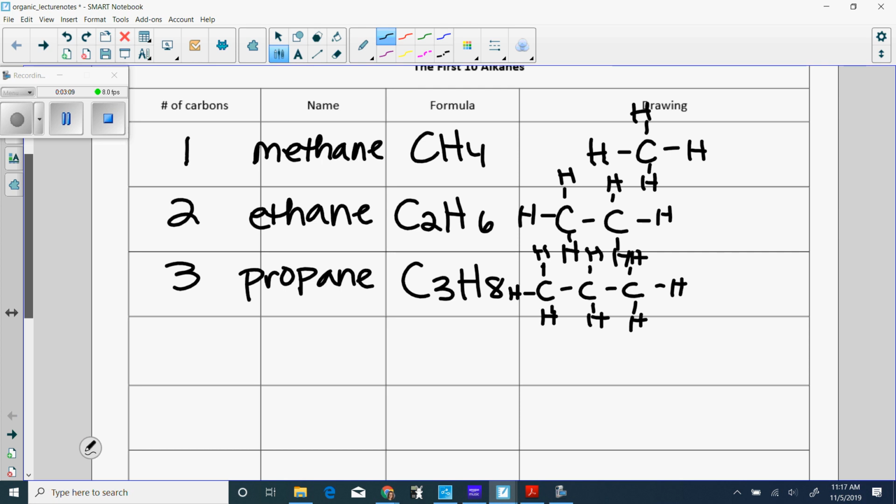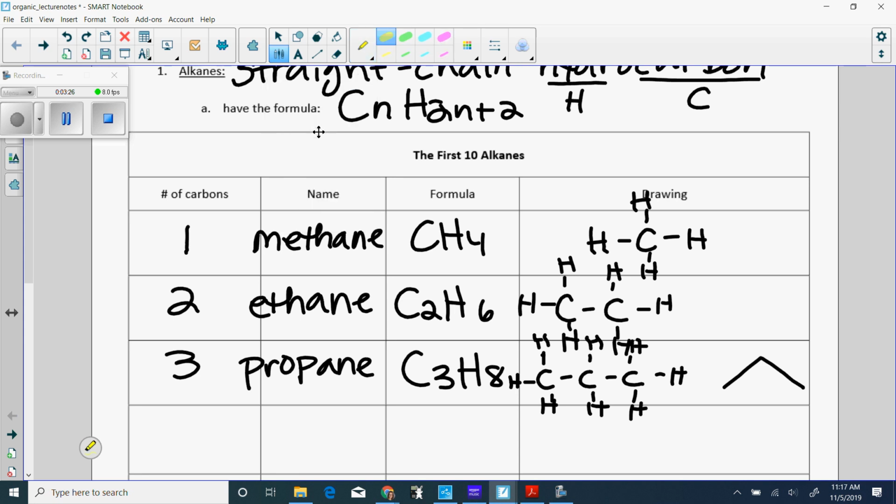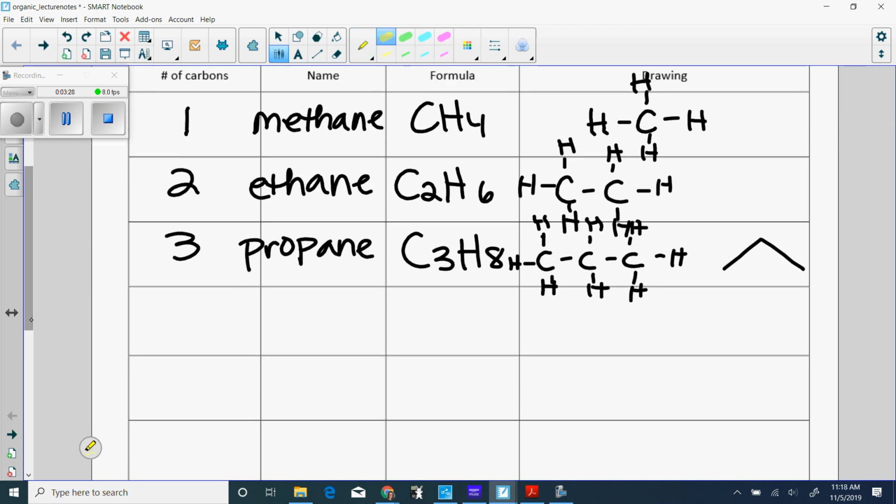Since drawing all the carbons and hydrogens can get crowded, they came up with an alternative way to draw organic molecules. They're called line drawings. Okay? So line drawings, instead of being crisscrossy and flat, are not. They're going to be jig-jaggy. Each corner represents a carbon.